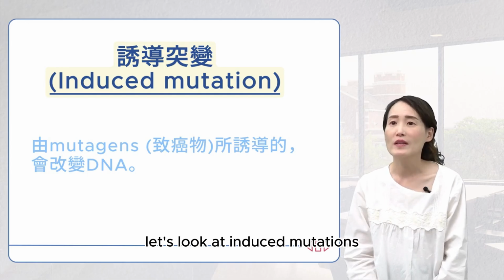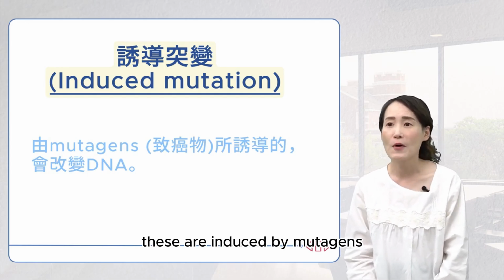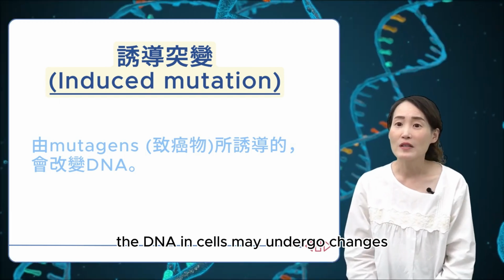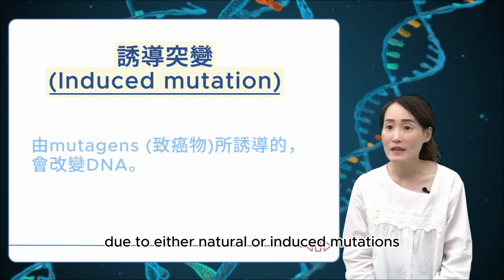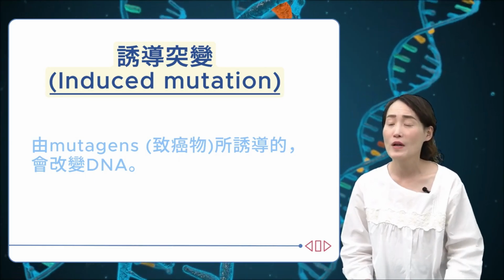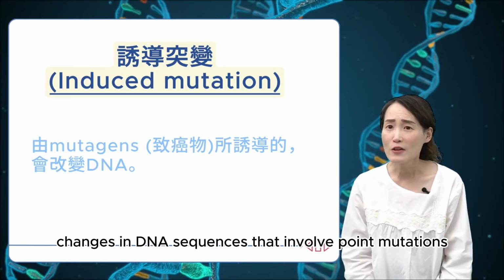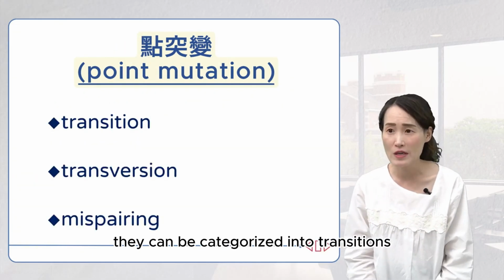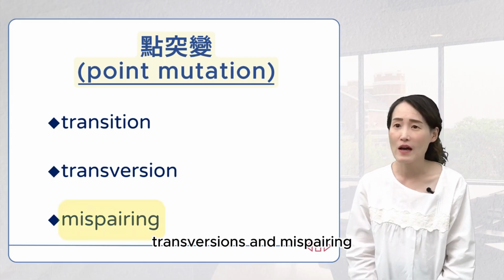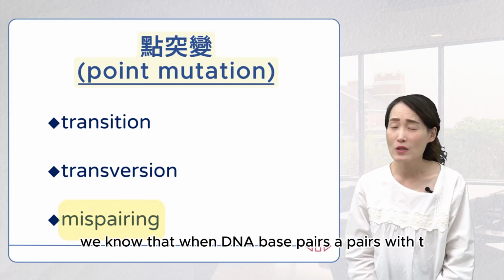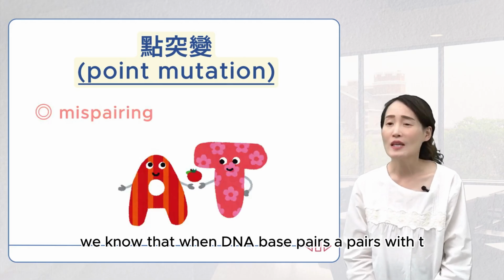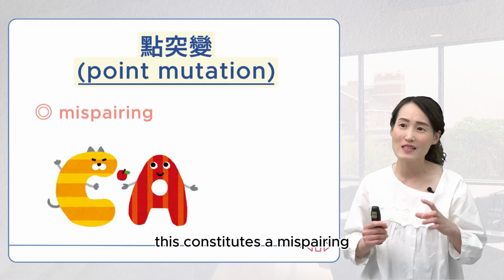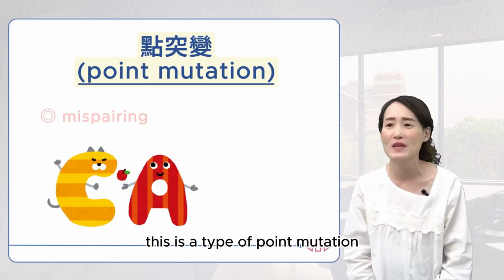Next, let's look at induced mutations. These are induced by mutagens. These can alter DNA and may also be related to environmental factors. The DNA in cells may undergo changes due to either natural or induced mutations. Changes in DNA sequences that involve point mutations are changes of a single base. They can be categorized into transitions, transversions, and mispairing. Let's first discuss mispairing. We know that when DNA base pairs, A pairs with T. If A pairs with C instead, which was originally paired with T, this constitutes a mispairing. This is a type of point mutation.